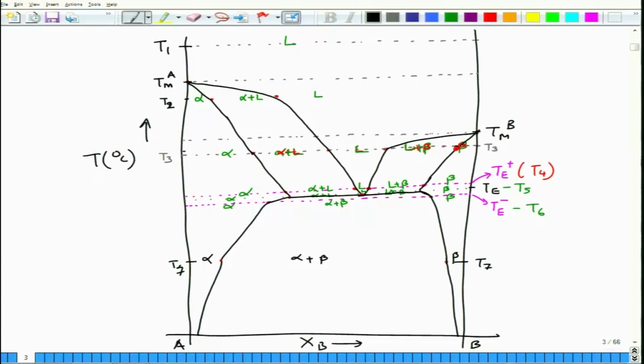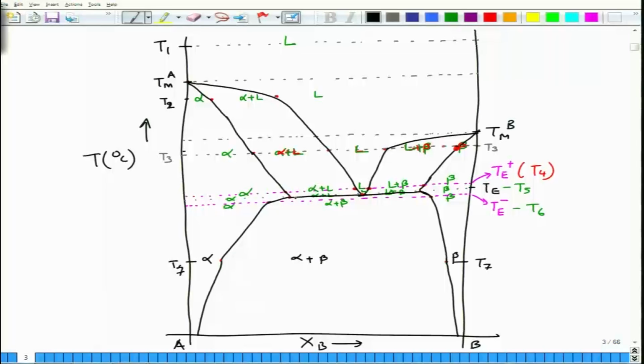On the high temperature side you have liquid only. In the intermediate temperatures and intermediate compositions, what you have is a two phase region, liquid plus alpha and liquid plus solid. Unlike an isomorphous system, there are two liquid plus solid regions, one is liquid plus solid 1, the second is liquid plus solid 2, alpha or beta. And then at lower temperatures and in the intermediate compositions, you do not have alpha and beta alone, you have a mixture of alpha and beta.